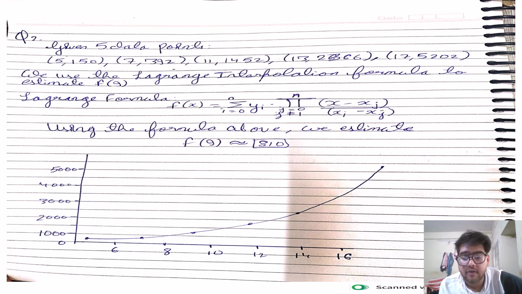This is the graph which shows the interpolating values, which increase exponentially, and at f(9) we can see it gives the value 810.